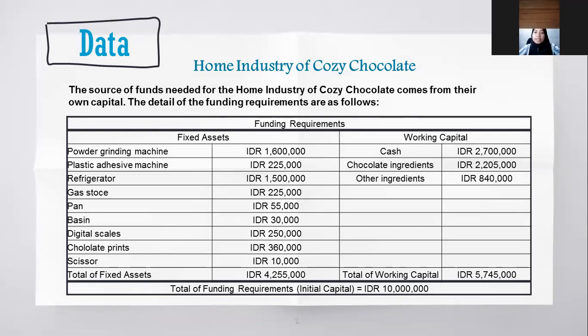We have fixed assets and working capital. The total of fixed assets is 4,255,000, and the total of working capital is 5,745,000. And we get the total of funding requirements, or initial capital, of 10 million.